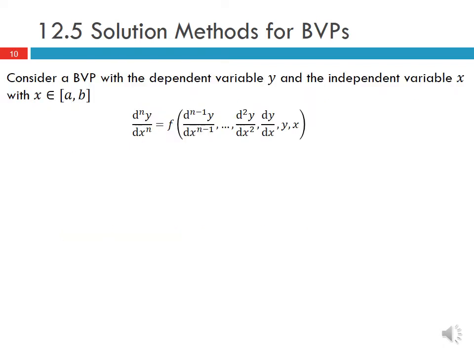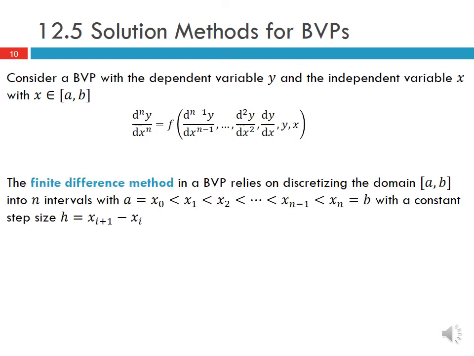So let's go through the details of the finite difference method, and we'll see how it can be implemented in a few different examples. So first, let's consider a boundary value problem with the dependent variable y and the independent variable x, where x is on the domain from a to b.